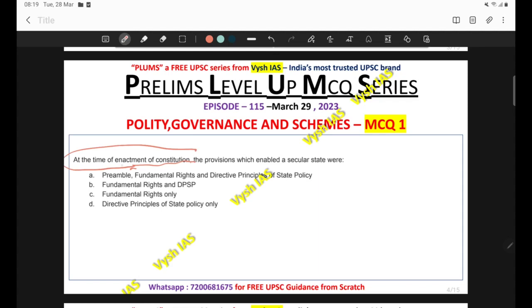Although secular is mentioned in the preamble, it came through the 42nd Amendment Act. It is only through the 42nd Amendment Act that some words were added to the preamble, and you have to go and brush up those words. What are those words added to the preamble via the 42nd Amendment? So the preamble should not be in the answer, since it was not of a secular nature during the enactment. But fundamental rights and DPSP originally suggested a secular state. So the correct answer comes out to be fundamental rights and DPSP.